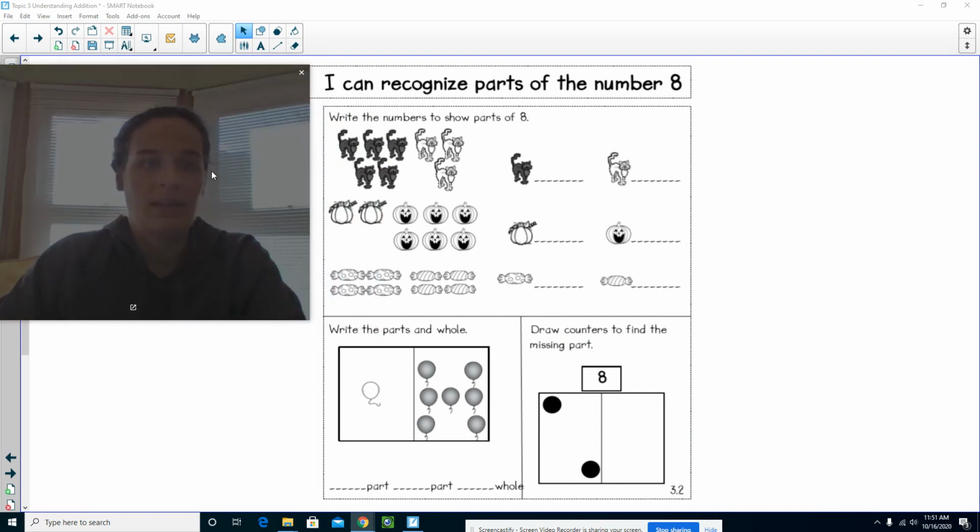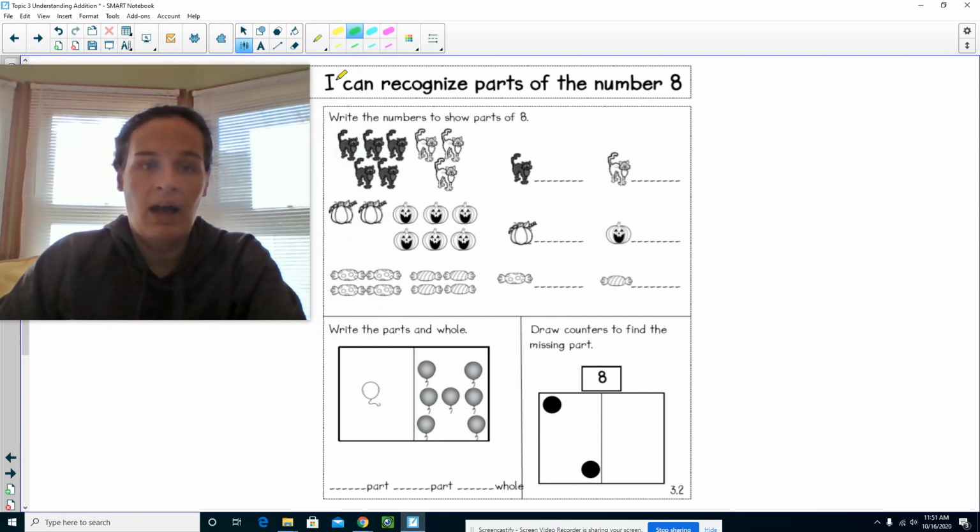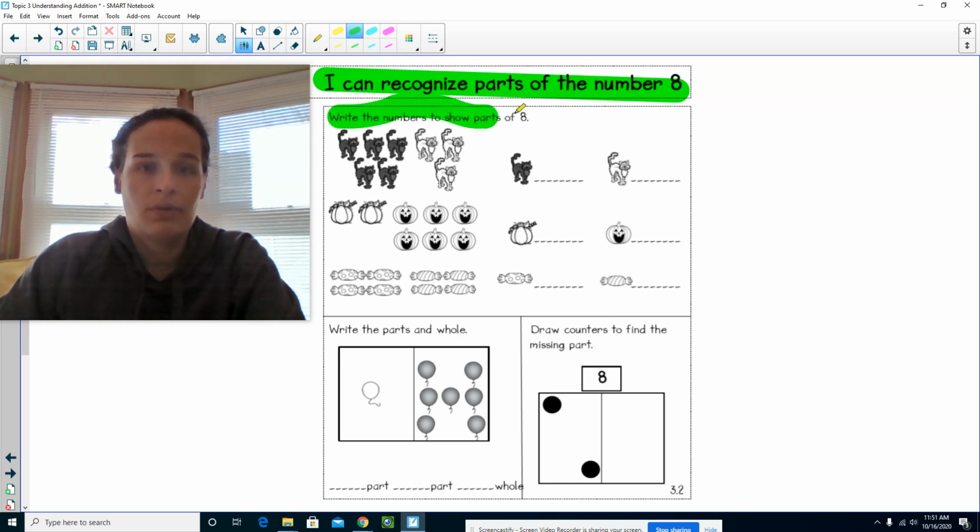Our worksheet today, here is the learning target. I can recognize parts of the number 8. Here it says write the numbers to show parts of 8. We have black cats to count. We have white cats to count. After you are done counting them, you count them one at a time. You'll write the numbers here. Now we are only writing the parts down for these first 3 problems because it says write the numbers to show the parts of 8. We already know the answer for each of these is 8. We're just writing down the parts of 8.